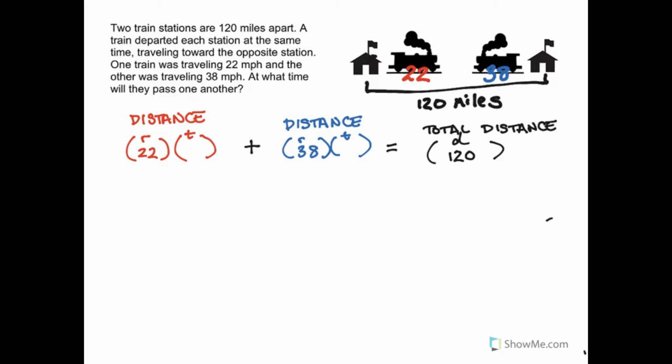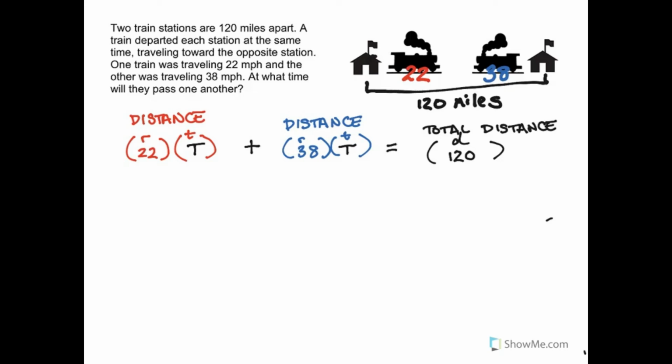Well, they started at the same time and we're recording the time until they pass each other. So they've each traveled the same amount of time, and we can call that value t. Each one has traveled for t hours.